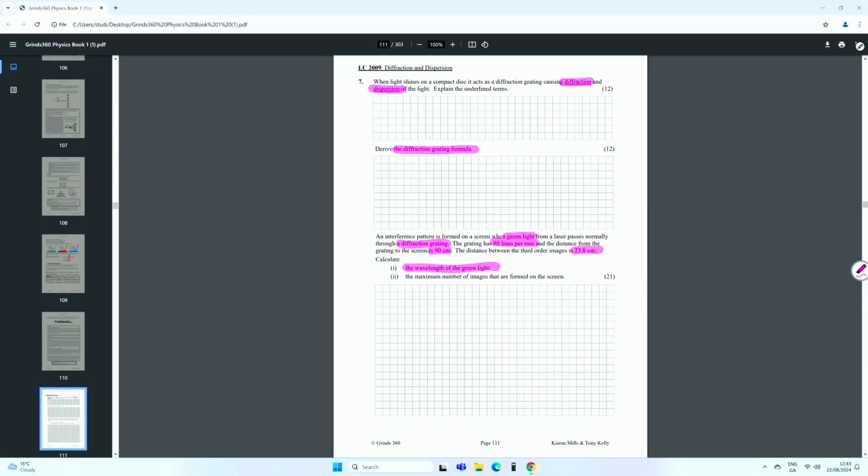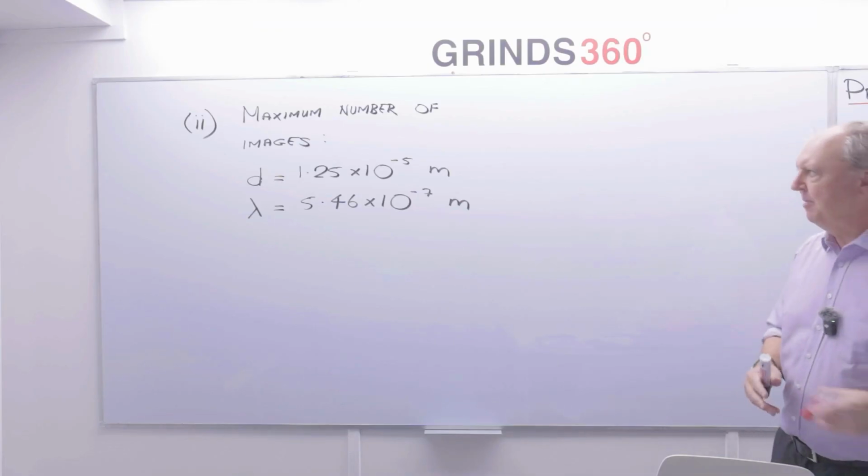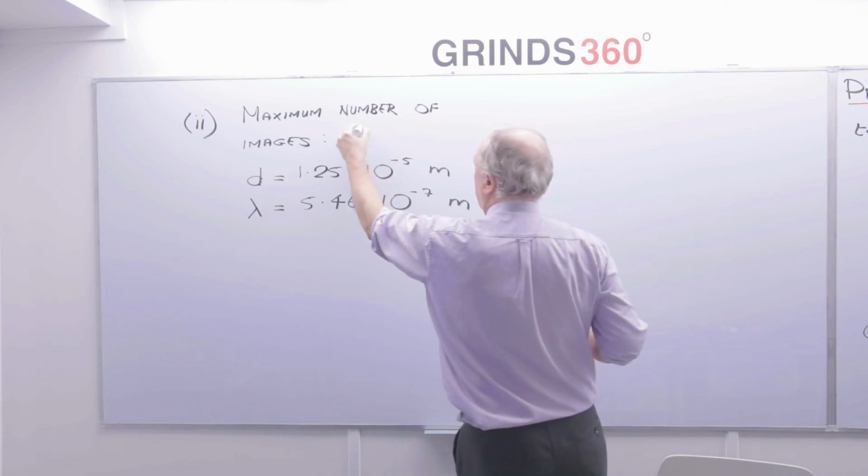Moving on to part 2. Looking at my notes again, they're asking me to work out the maximum number of images that are formed on the screen. So again, this is another technique that you've done very well in your lessons. So let's look at this part of the question. We're talking about 9 marks for this part of the question.